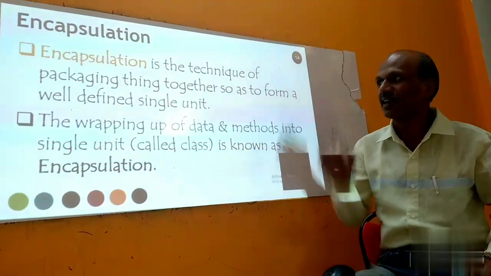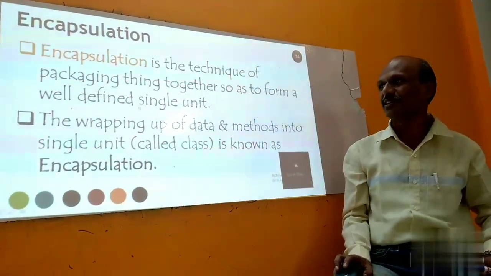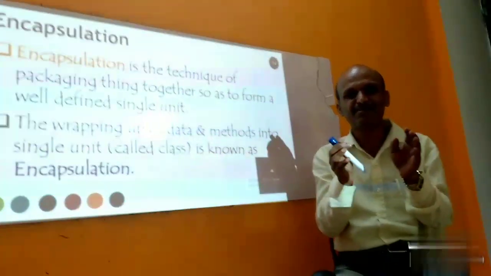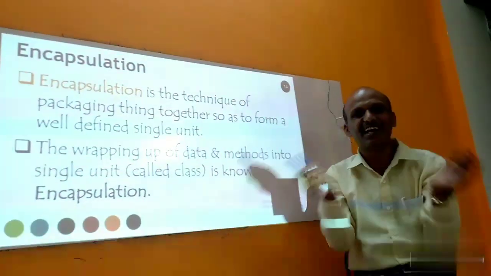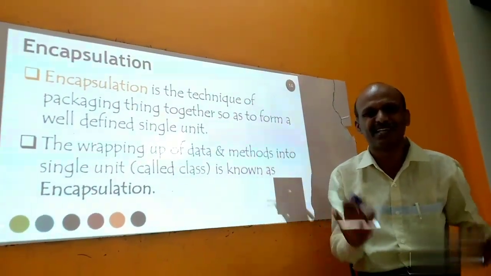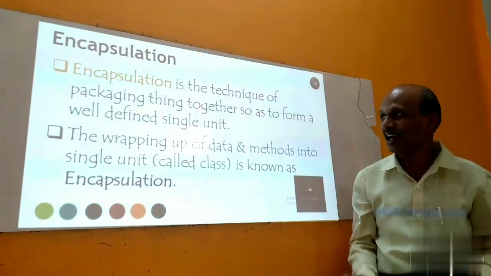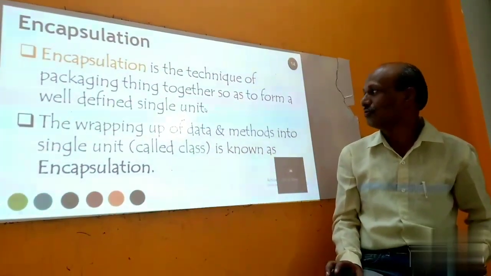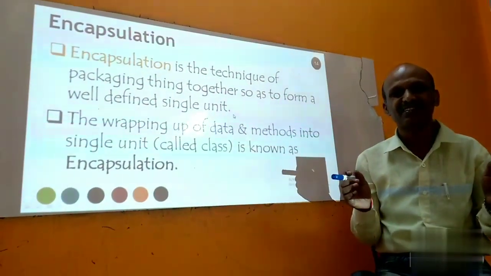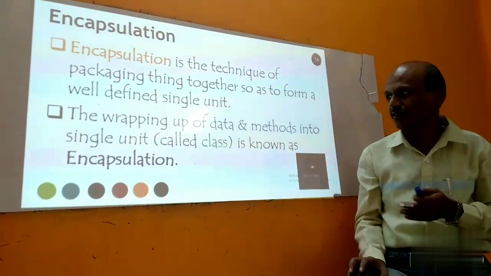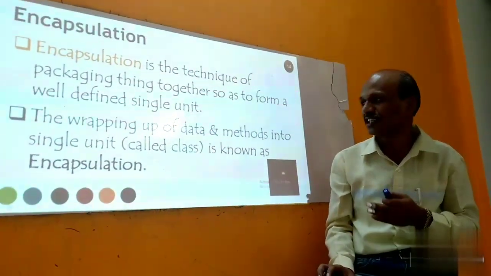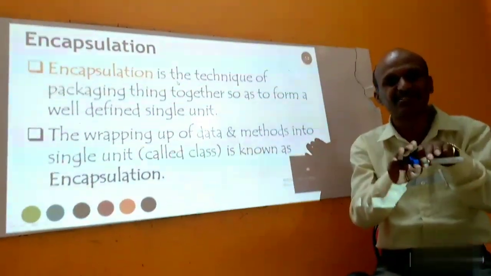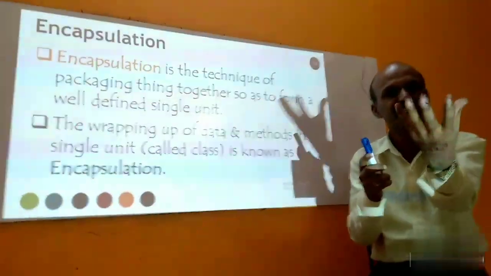Next concept is encapsulation. So what do you mean by encapsulation? Encapsulation, capsuling something. So encapsulation means binding things together and covering them with some cover. Simple, general meaning, dictionary meaning. So encapsulation is a technique of packaging things together so as to form a well-defined single unit. So to bind the things. The wrapping of data and methods into a single unit called a class is known as encapsulation. So this is the general meaning. Wrapping things with some cover and getting one unit is encapsulation.